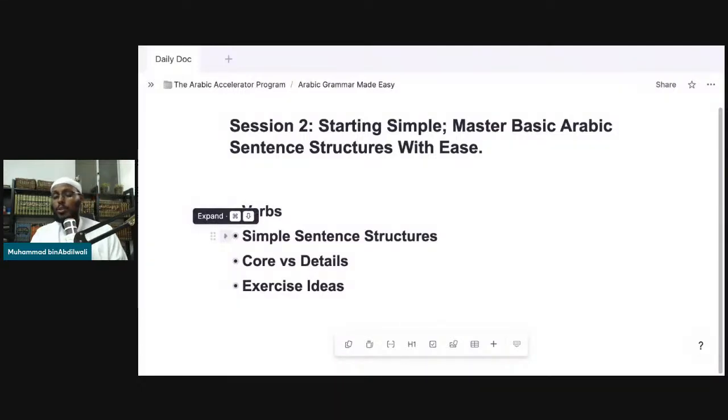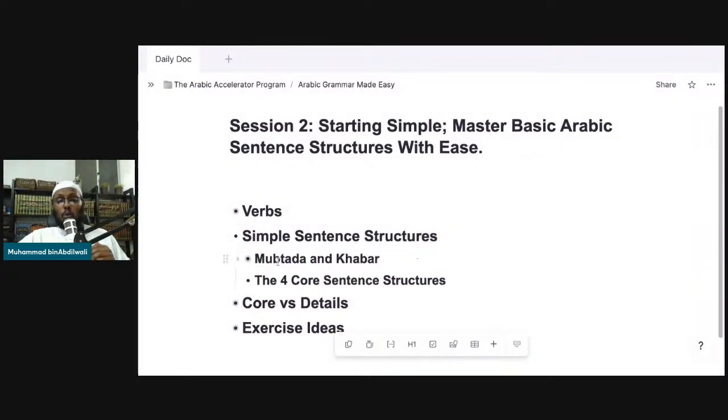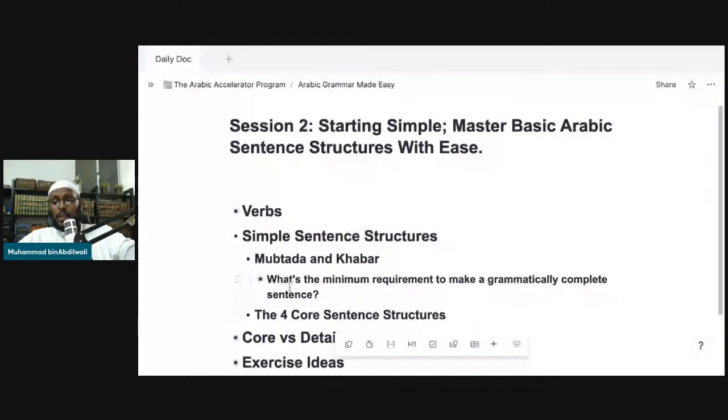Now, what do you mean by simple sentences? Well, a simple sentence is a sentence that has the bare minimum. It's not a sentence embedded with another sentence joined together. No. Simple sentence, the bare minimum. Now, what's the minimum requirement to make a grammatically correct sentence?